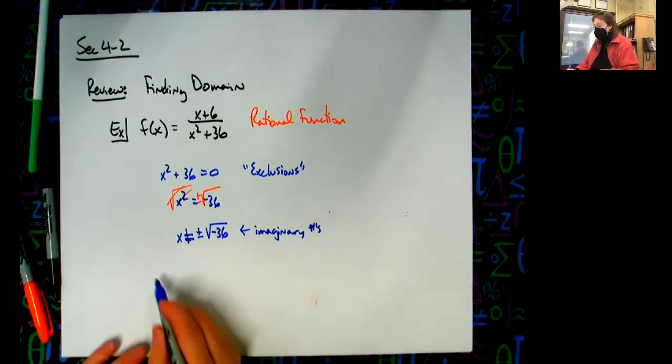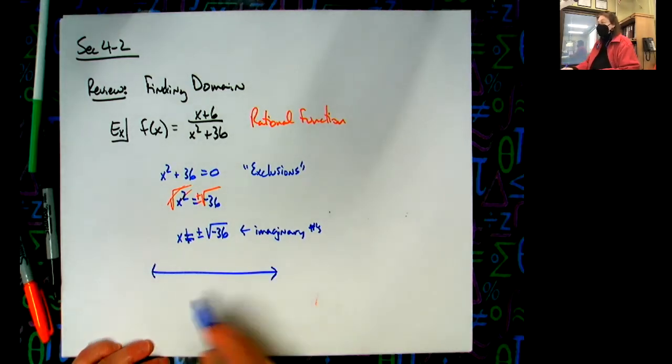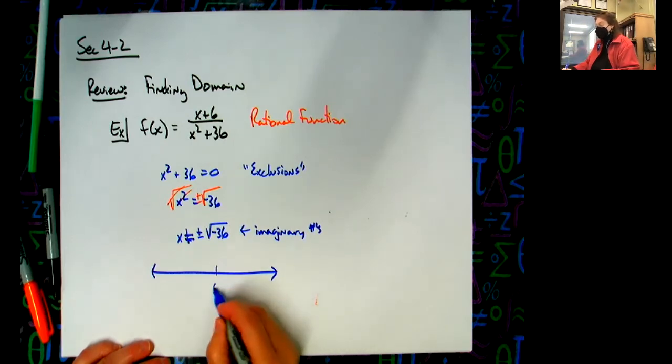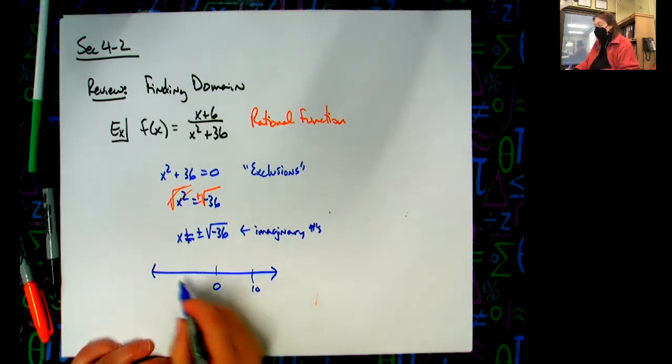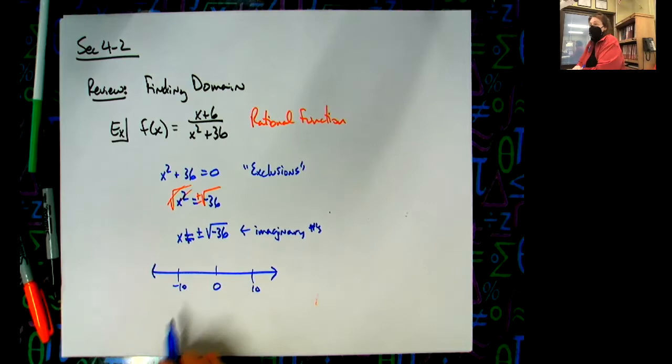But if I have a number line, imaginary numbers aren't on that number line. I have 0 on there. I've got positive numbers over here. I've got negative numbers over here. Imaginary numbers are not on there. So there are no exclusions.